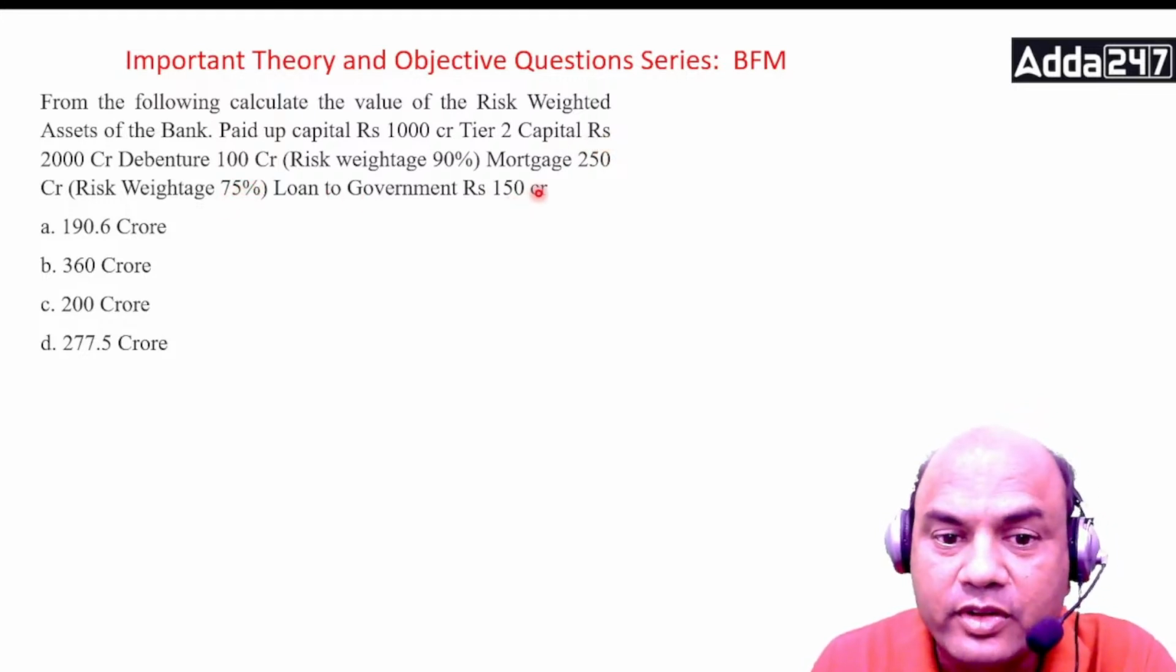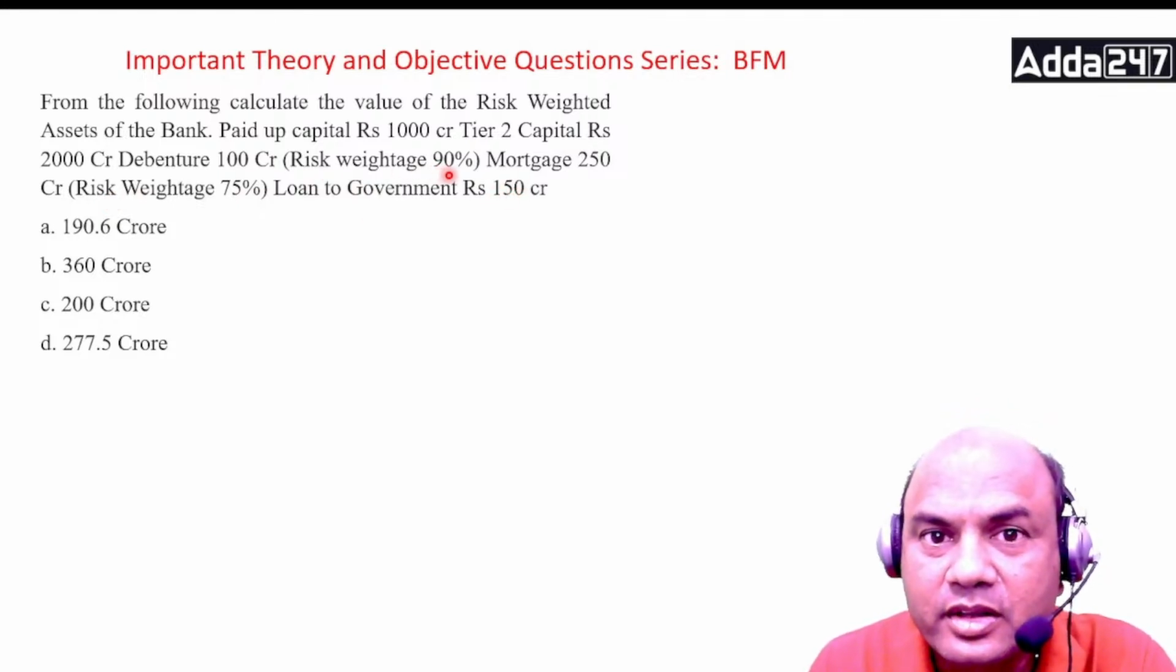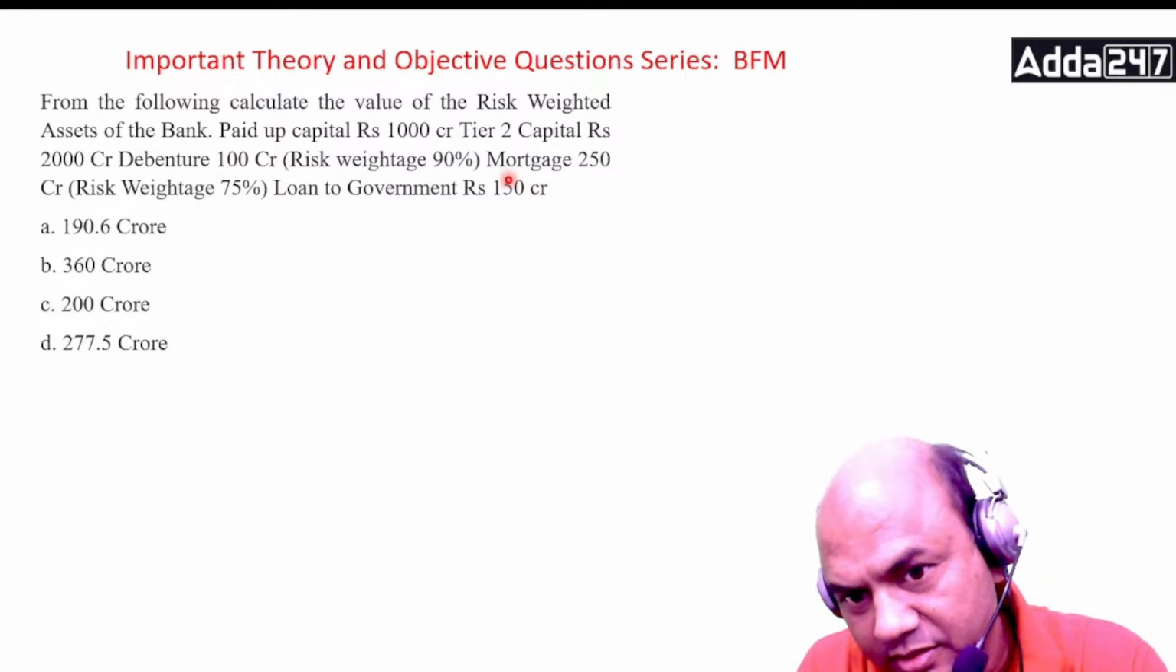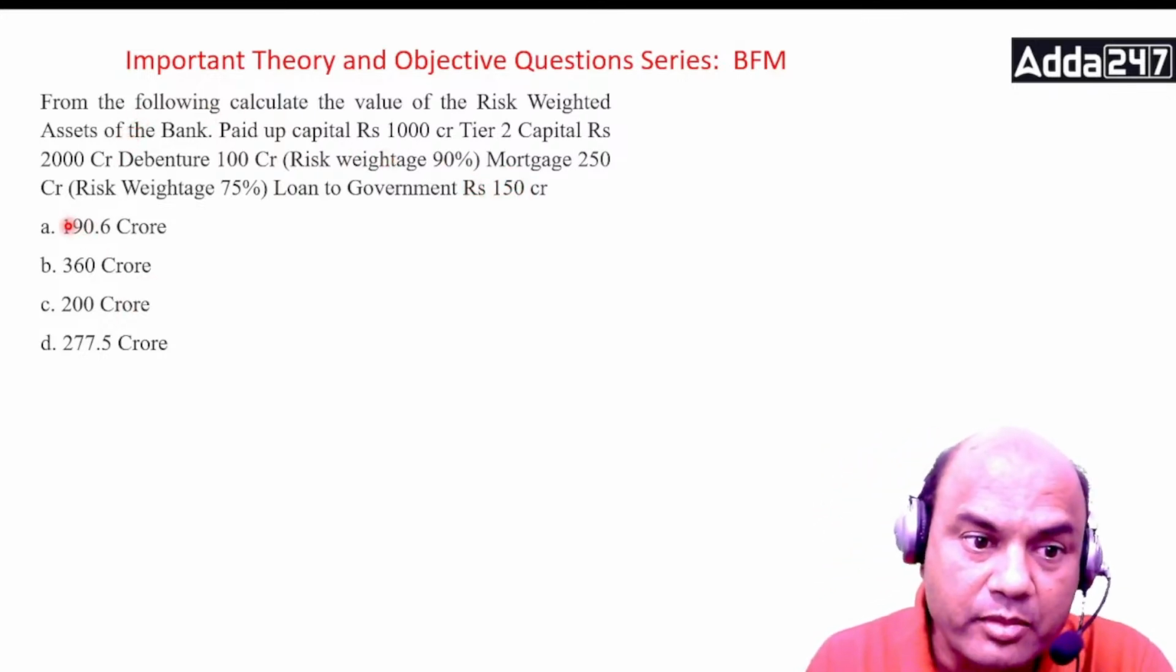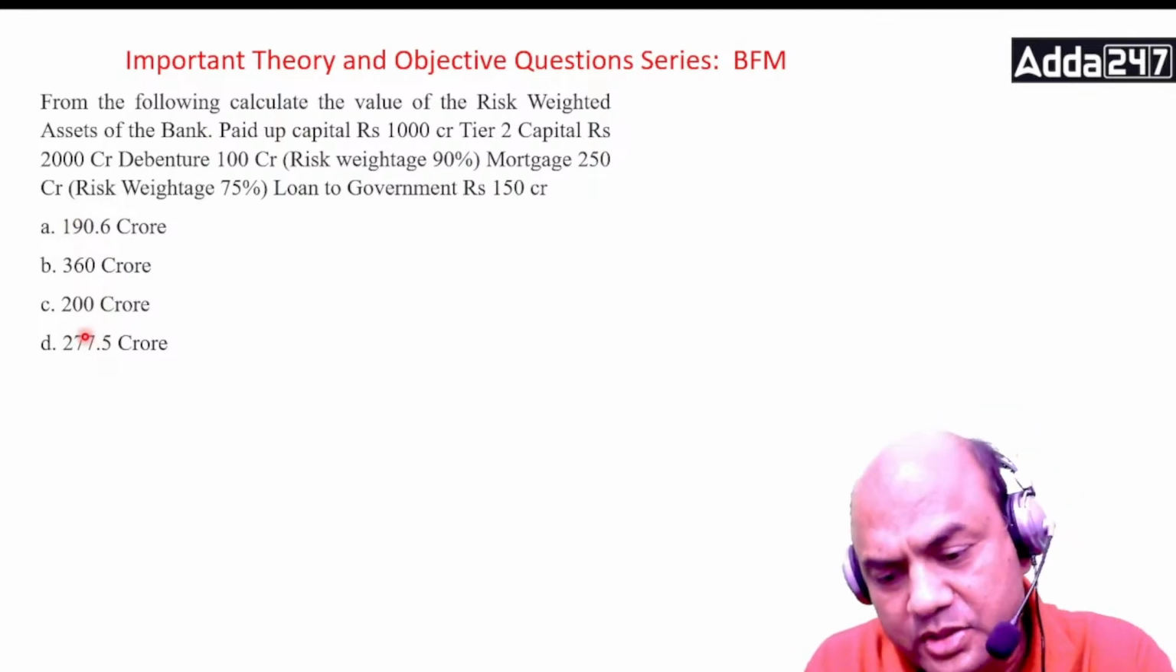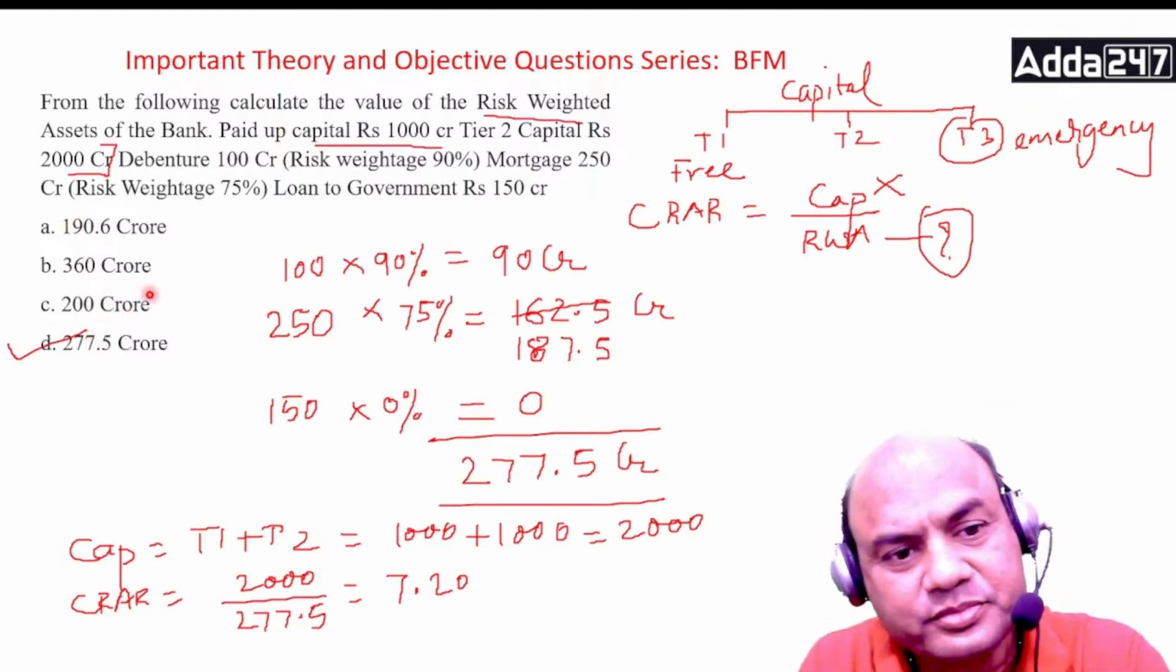Loan to government is 150 CR. Where is the risk over here? For this government loan, there is no risk. So how to solve this? You have to calculate the RWA among these four. I'll show you. Let's move on.